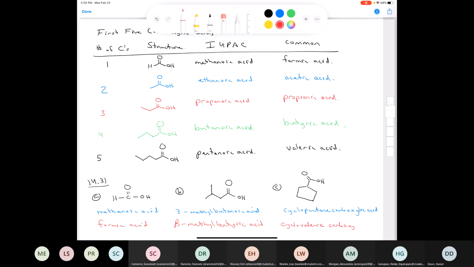Cyclovaleric carboxylic acid, okay? So read my lips, okay? I am not going to ask you to give this kind of name, a common name for a cyclic carboxylic acid. Not going to happen, okay? But all the others are totally legit, totally fair for this class. All right, let's move on to something that's a reaction.